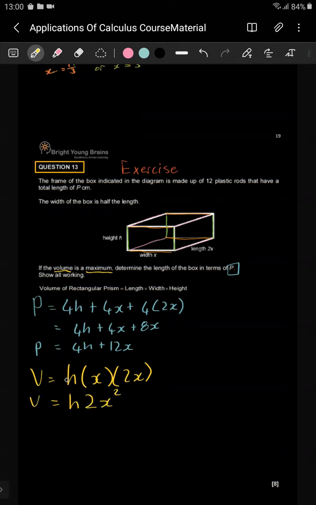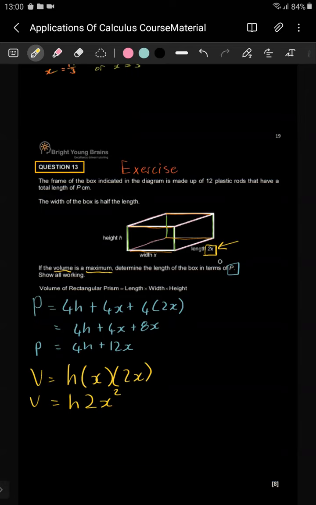That's the volume. Now the funny thing is they said if the volume is a maximum, determine the length. So what we can recognize here is the length is affected by the value of x. It says determine the length of the box in terms of p, showing all workings.